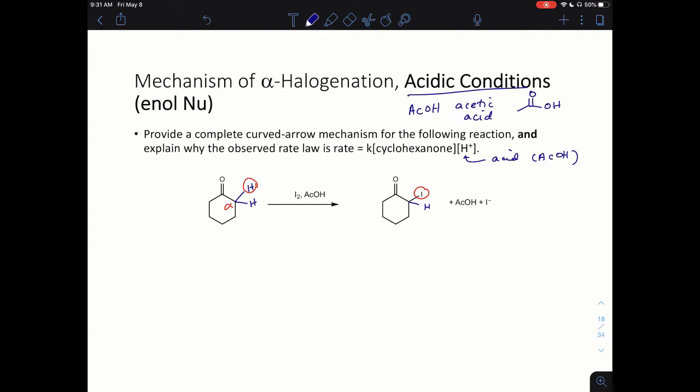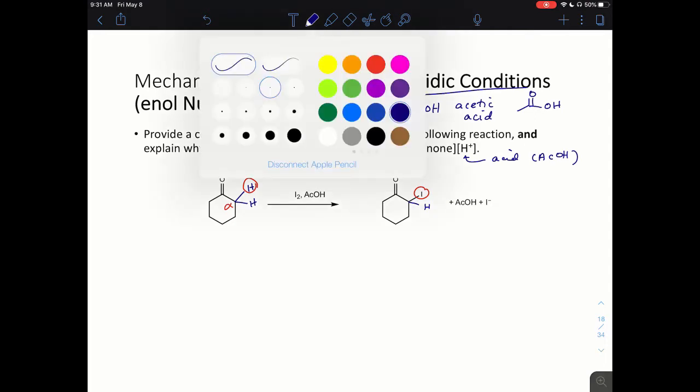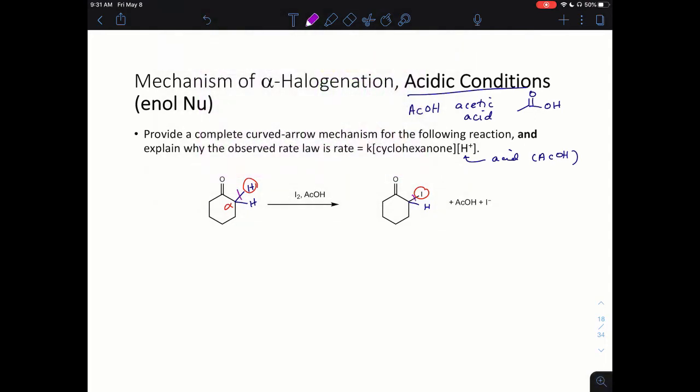Looks like this. Okay, so it's an acid, which I think we get by the name. So we know we need to break this bond. We need to make this bond. This is going to happen via the enol. It happens via the enol because we are under acidic conditions.